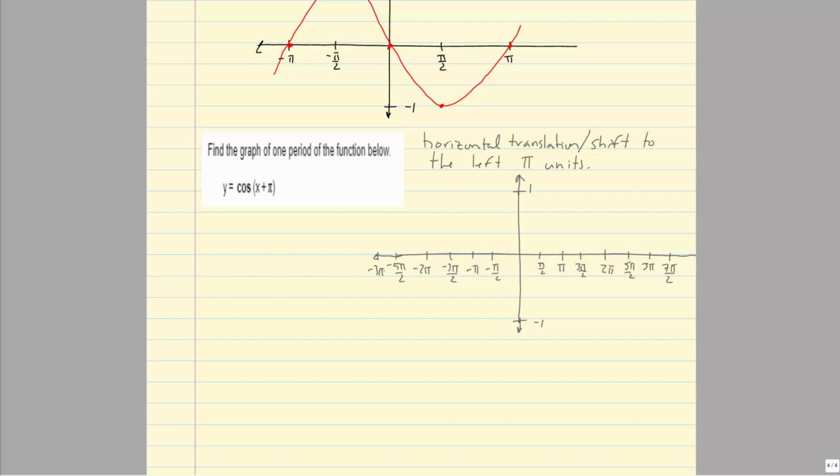Okay, so the first thing I'm going to do is graph my standard cosine curve. So the cosine of 0 is 1, the cosine of pi over 2 is 0, the cosine of pi is negative 1, cosine of 3 pi over 2 is 0, and the cosine of 2 pi is 1. So I kind of get this bird wing shape. And this is going to go on forever following this same pattern. So this is the cosine curve.